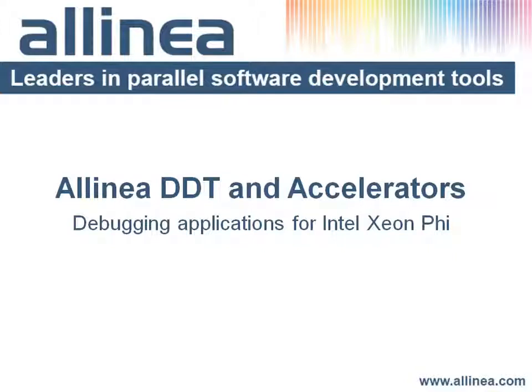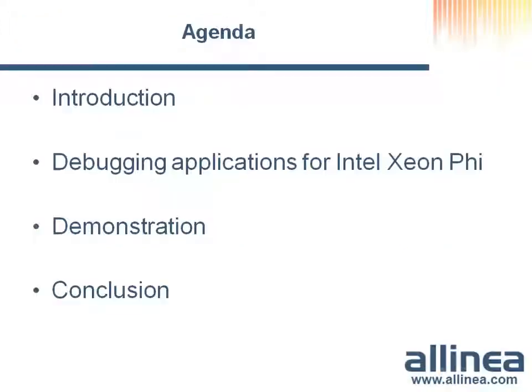The topic of this webinar is Allinea DDT and the accelerators, and more particularly how to debug Intel Xeon Phi applications. The agenda for this presentation is first to do a short introduction to understand what are the critical aspects when it comes to development on Intel Xeon Phi accelerators, and after this we will see how we can debug very efficiently applications that are meant to run on this brand new architecture. We will show a small demonstration and then we will do a conclusion.